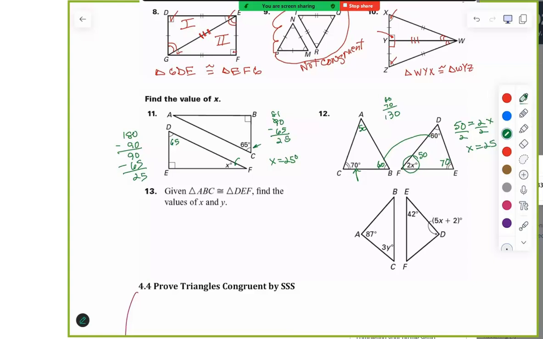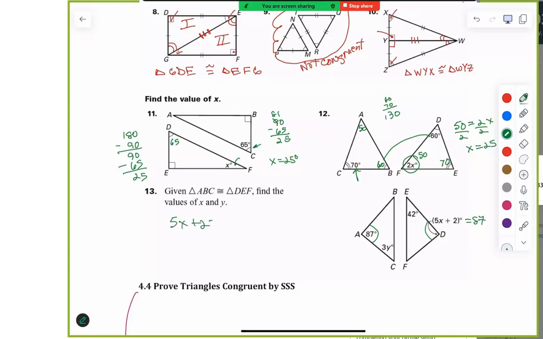Okay, given, ABC is congruent to DEF. Find the values of x and y. Okay, so let's mark things. A is 87. I'm making that a single. That means that D, oh, look at this. This is 87. Okay, right away I have an equation. Let's go ahead and solve that.